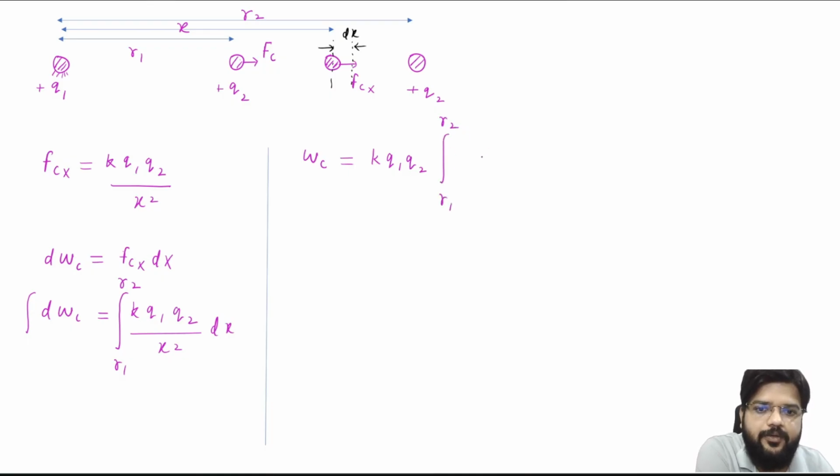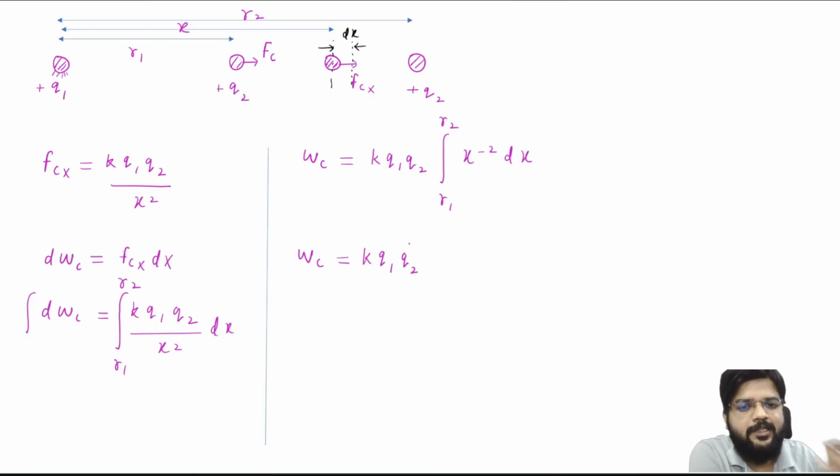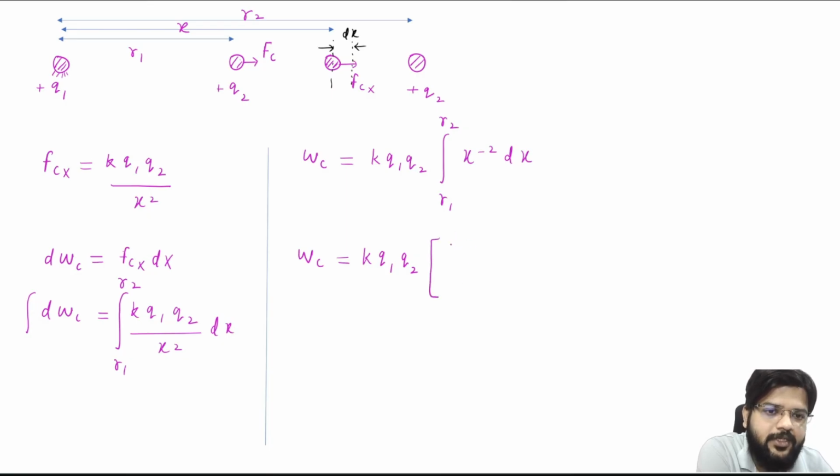R1 to R2, and 1 by x square can be written as x power minus 2 dx. This thing can be written as, correct? Now the next thing is what, everyone, here? If we do the integration of x power minus 2, so it will be what? Think about it. If we have an algebraic function and the power is n, then the integral is x power n plus 1 by n plus 1. So here the integration of x power minus 2 can be written as x power minus 2 plus 1, so it is minus 1 divided by minus 1, and the limit of integration is R1 to R2.